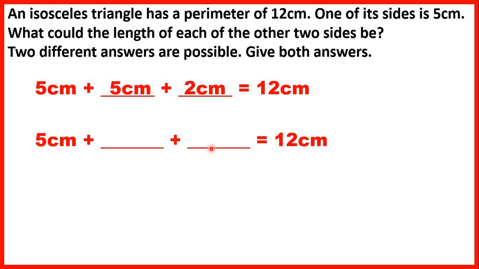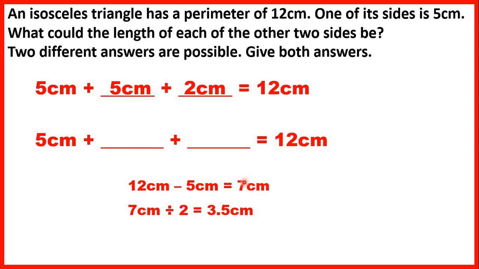But there's another possible answer, because rather than having two lengths of 5 centimetres, it's possible that these two lengths here, so the two unknown lengths, are the same. So we have 5 plus the two lengths equals 12. 12 minus 5 is 7, so these two lengths together must be 7 centimetres, and they're the same, so we can divide 7 centimetres by 2, and that gives us 3.5 centimetres.